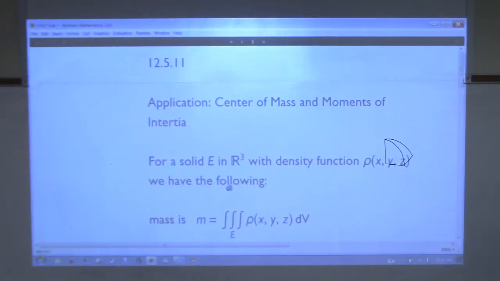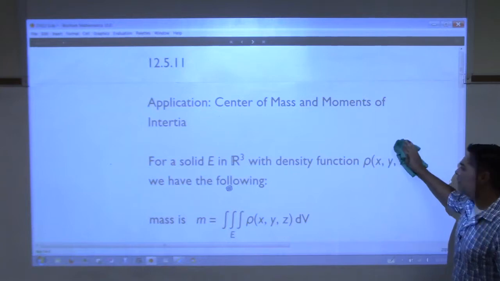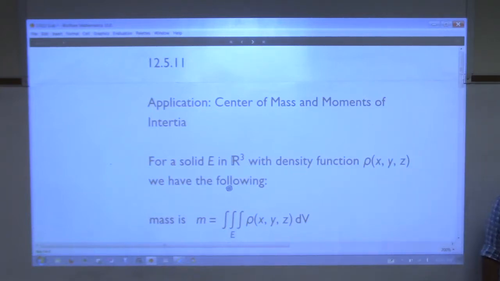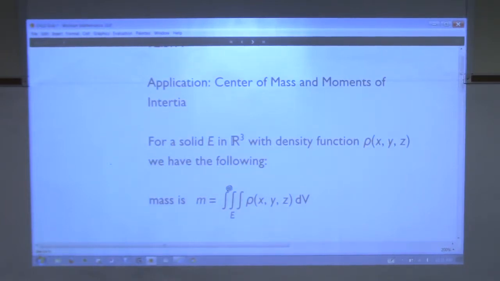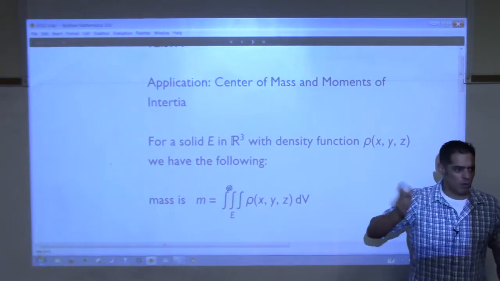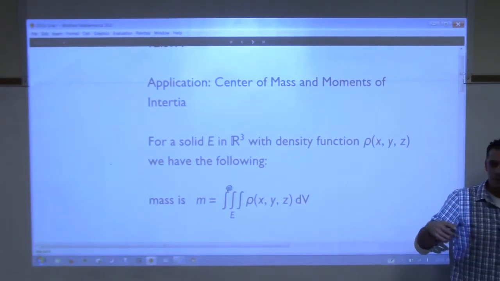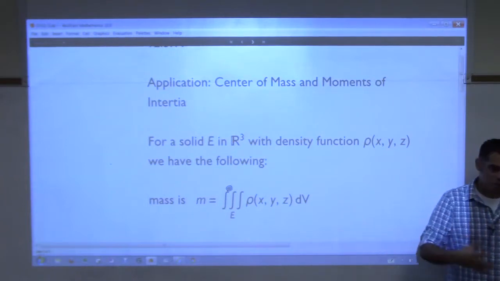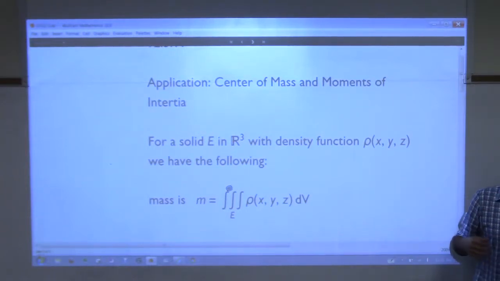Now, some applications. I'm going to give you the formulas. I'm not going to do an example. I'm going to leave you to do that on your own, because it's just an extension of what we've already done. Do you remember I had that cardboard that I was throwing around in class the other day? And I said the difference between homogeneous and non-homogeneous. So if we have a non-homogeneous solid, like, I don't know, the Earth. It's non-homogeneous, right? Different densities at different places.